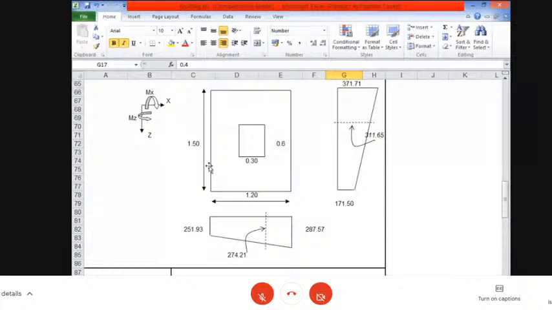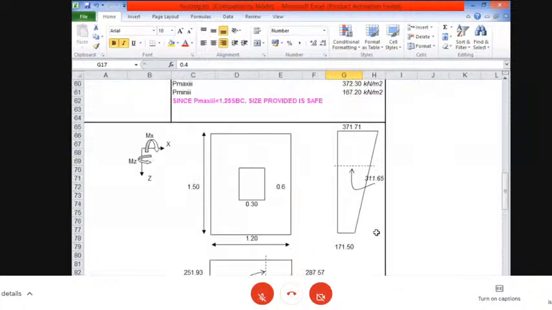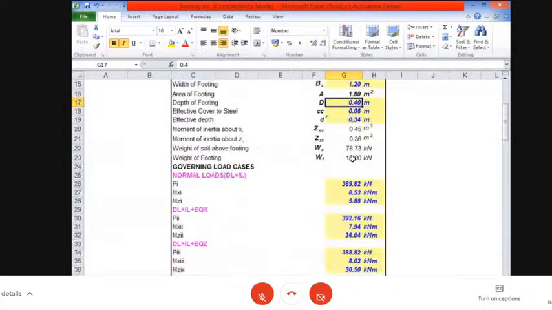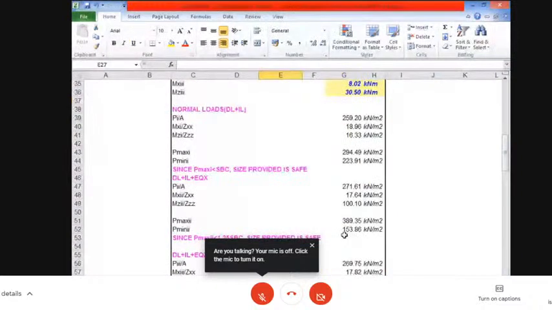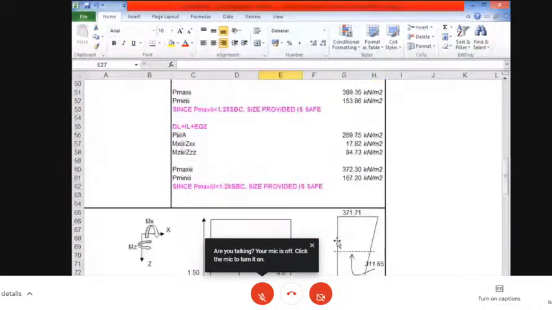That means when you are taking your shear, you have to check shear at a distance D from the face of the column. So otherwise it won't be sufficient. So at least you have to give, whatever thickness you have provided, that much distance from the column face. So that's why this footing size is 1.2 by 1.5. It is within the bearing capacity. So everything is safe.